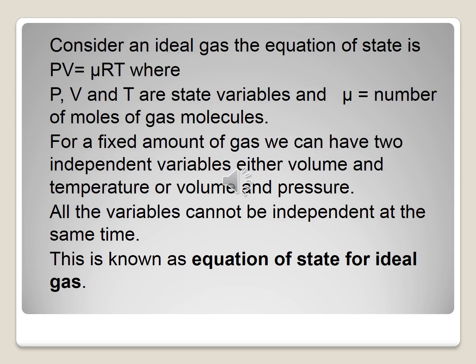For a fixed amount of gas, we can have two independent variables, either volume and temperature or volume and pressure. All the variables cannot be independent at the same time. This is highlighted by the idea of both Boyle's law and Charles' law. That is, we should use three state variables. Among these three, two are dependent on one another by keeping the third constant. This specified equation is known as the equation of state for an ideal gas.